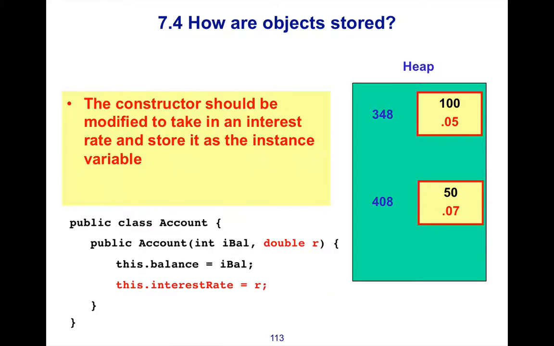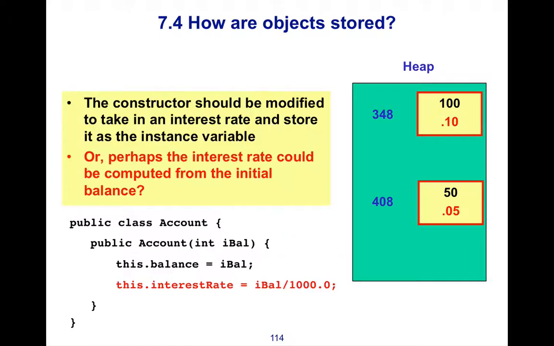If we do add the instance variable interest rate to our account object, recall it's the obligation of a constructor to initialize the instance variables, and so we should provision for that by adding another parameter to the constructor to receive the interest rate at which this account should be instantiated and to remember it in the instance variable by assigning it. Or maybe we decide we're going to compute the interest rate from the initial balance, in which case the information would not have to be supplied as a parameter.